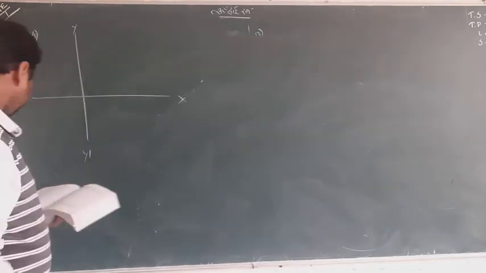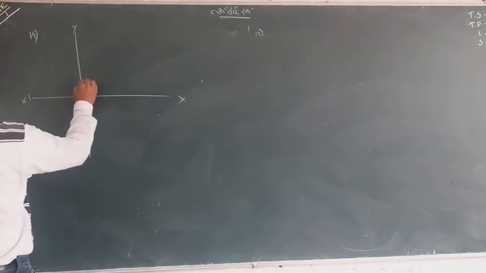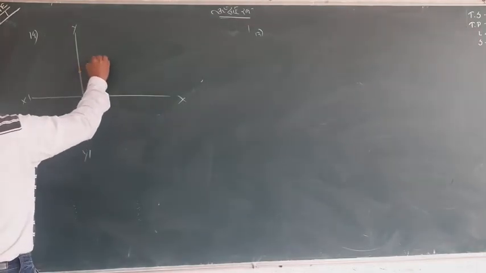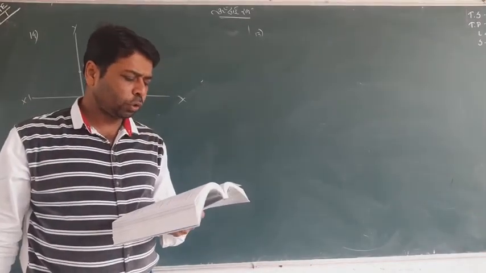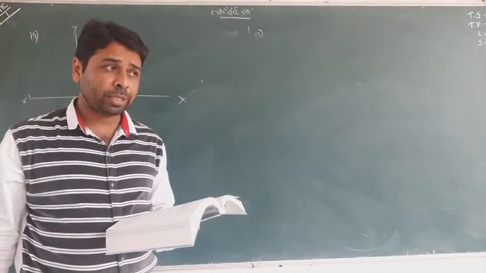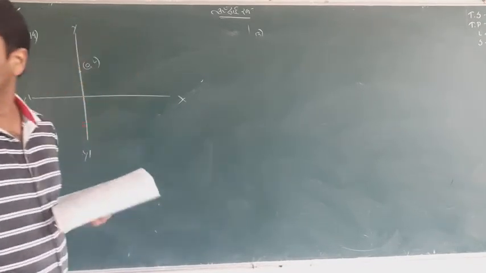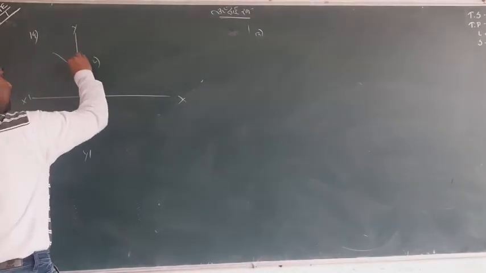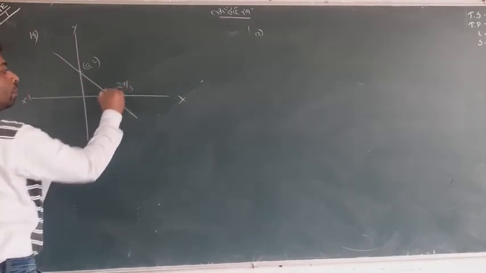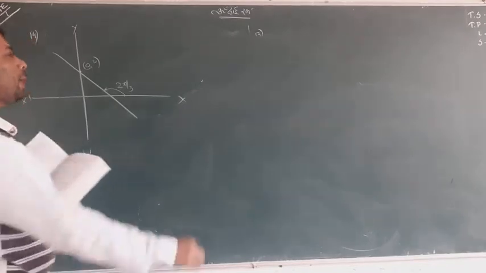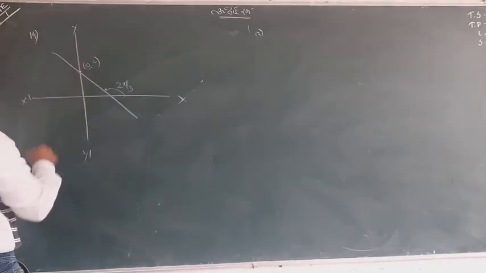The question says a line passes through (0, 2). So where is (0, 2)? This is (0, 1), this is (0, 2). And it is making an angle of 2 pi by 3, meaning 120 degrees, with the positive direction of the x-axis. So intentionally I will make a line like that, so that this angle is obtuse. The line may be drawn like that, but this time the angle will be acute.